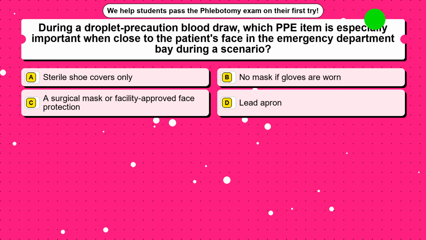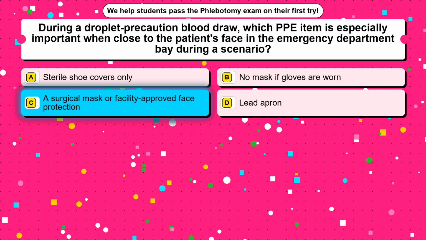Question 4. During a droplet precaution blood draw, which PPE item is especially important when close to the patient's face in the emergency department bay during a scenario? Option A. Sterile shoe covers only. Option B. No mask if gloves are worn. Option C. A surgical mask or facility-approved face protection. Option D. Lead apron. The correct answer is option C.